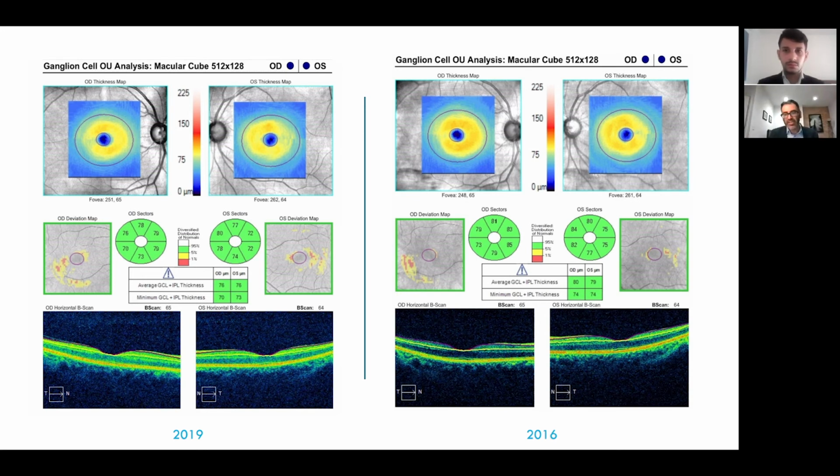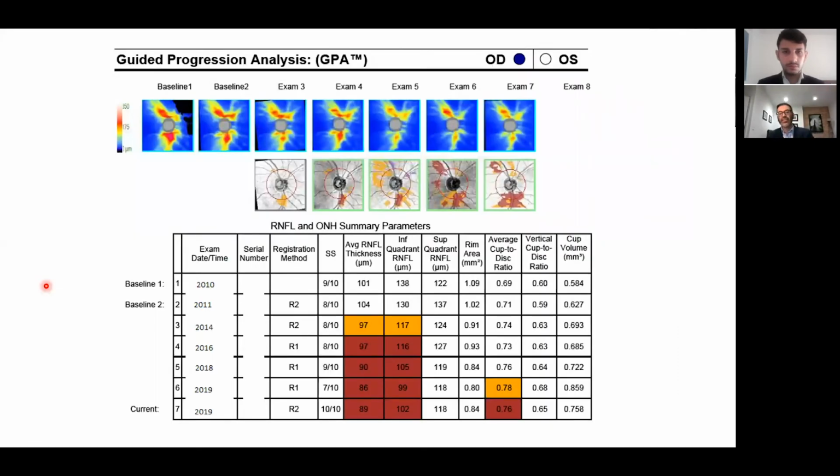As Dr. Epshtein mentioned, looking at that progression analysis, looking at that GPA, that's really the bread and butter of glaucoma. I think that's really the most worthwhile example. So this is a static printout that you can print out on your OCT. And as you can see, we've been following this patient since 2010, all the way from 2010 to 2019.